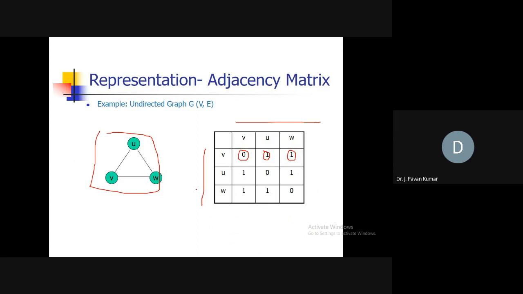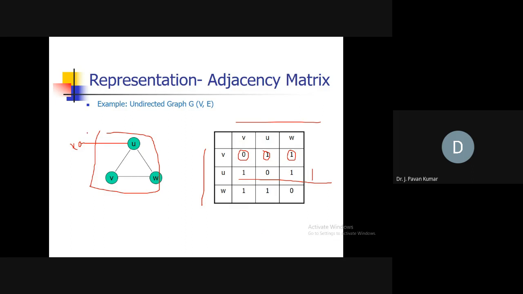Like this, if U is adjacent to 3 vertices, how many ones will we have in that particular row? Those many ones. Like U degree is 3. In this example, U degree is 3. So how many ones will we have in that particular row? 3. Okay, even the same thing will be true for columns as well.